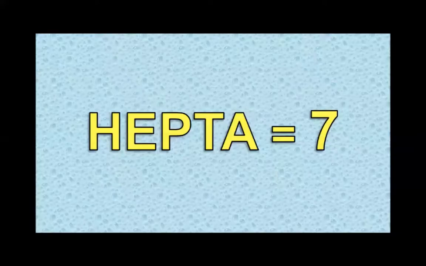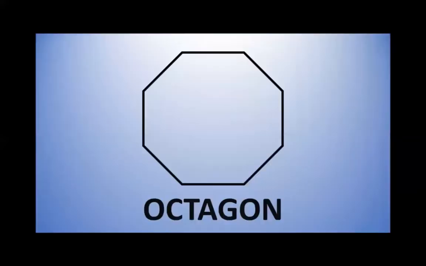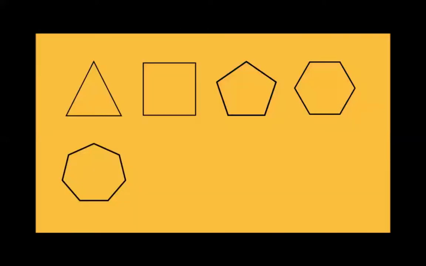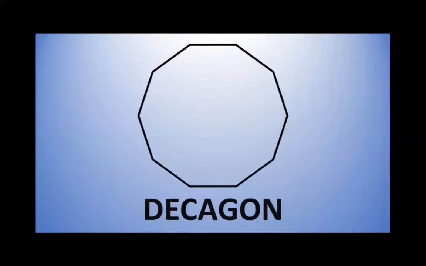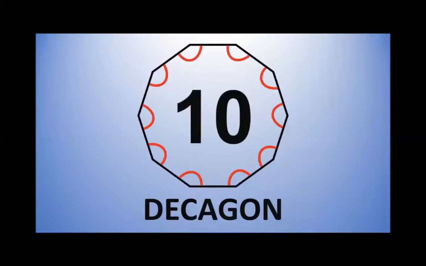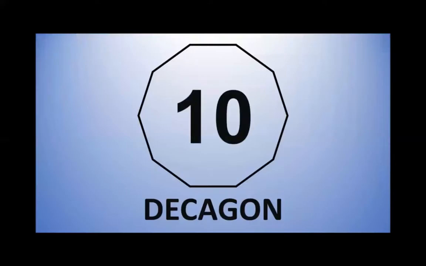A heptagon has 7 sides and 7 angles made from straight lines. The word hepta means 7. That's right. A heptagon has 7 sides. An octagon has 8 sides and 8 angles made from straight lines. A good example is a stop sign. An octagon has 8 sides. A nonagon has 9 sides and 9 angles made from straight lines. Just remember that nona means 9. A nonagon has 9 sides. A decagon has 10 sides and 10 angles made from straight lines. The word deca means 10. That's right. A decagon has 10 sides.